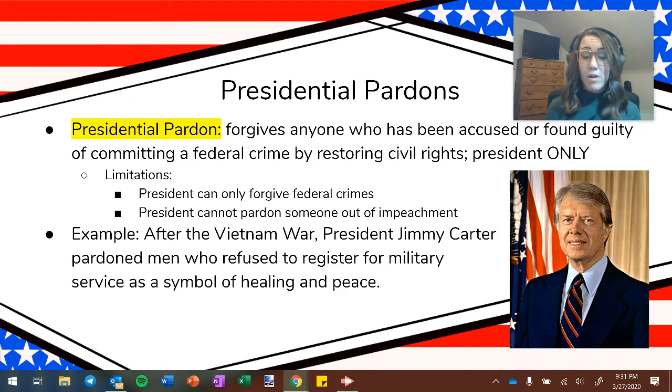So, that's an example of when a president has used a pardon. Pardons are pretty common. It wasn't revolutionary for Jimmy Carter to use a pardon. However, it was a very big symbol because of the manner in which he used it.